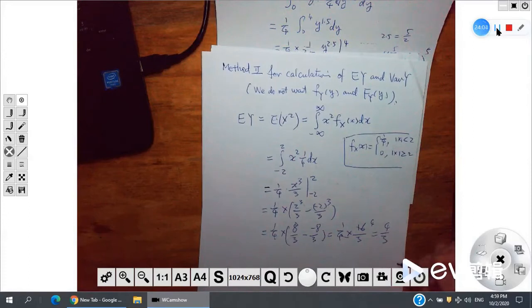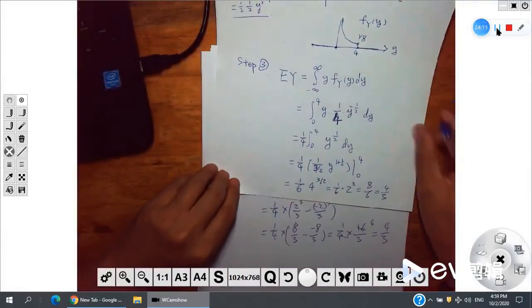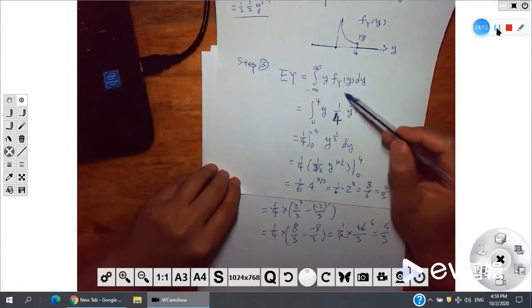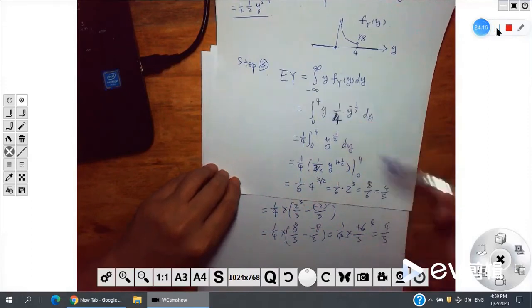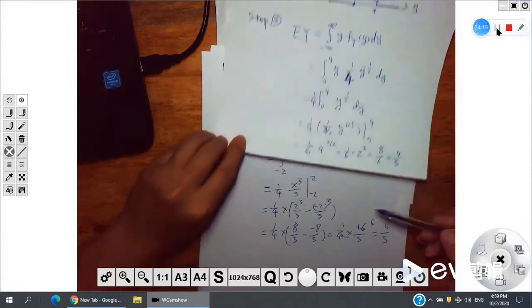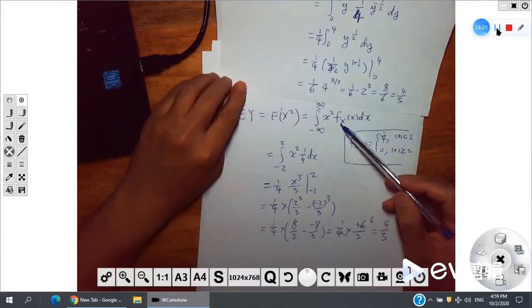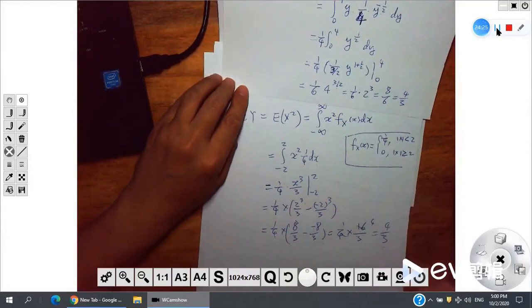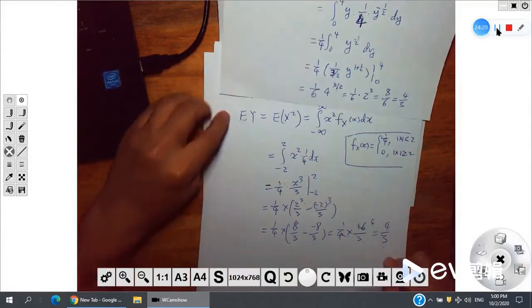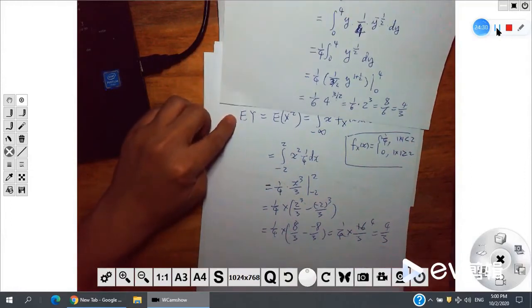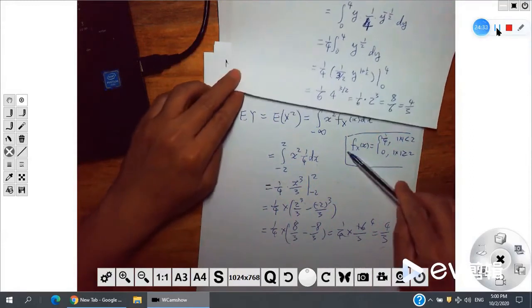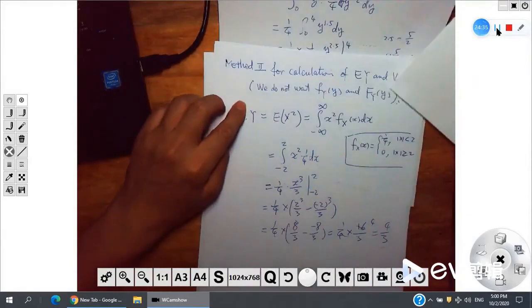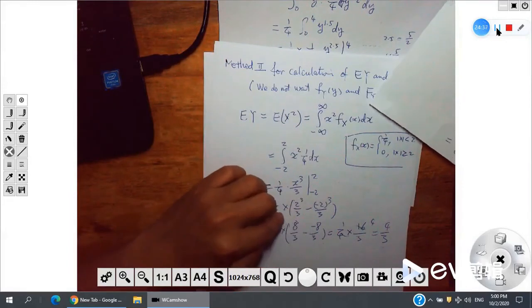Is this the right answer? We can compare with the previous result. We calculated EY based on the density function of y and got 4 over 3. And when we calculate based on the density of x, it is still 4 over 3. So both methods work if you only want the mean value, the expectation value. If you don't want the density function and the CDF, then you can just calculate by this one. It's a shorter way.